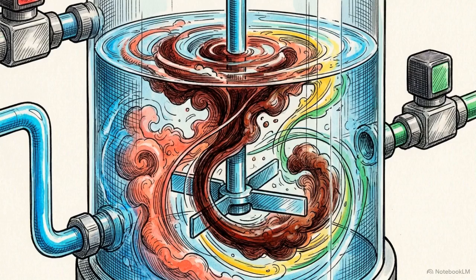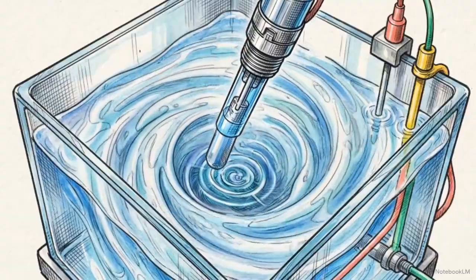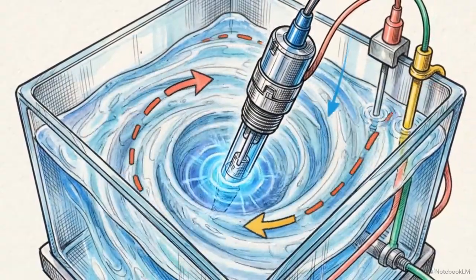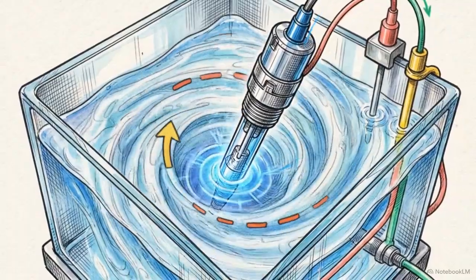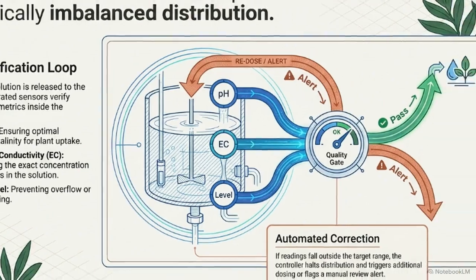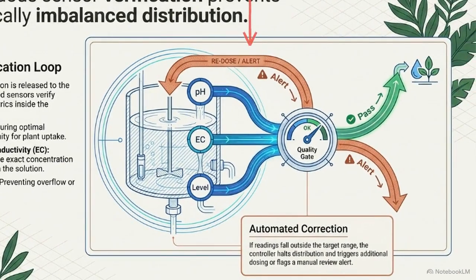But mixing the liquids is only half the battle. Before a single drop touches a plant, the system acts as a digital gatekeeper, using a suite of integrated sensors to interrogate the solution. Inside the tank's verification loop, sensors monitor liquid levels, pH, and electrical conductivity to confirm the exact nutrient concentration. If readings miss the target, the quality gate triggers an automated redose protocol to fix the imbalance.